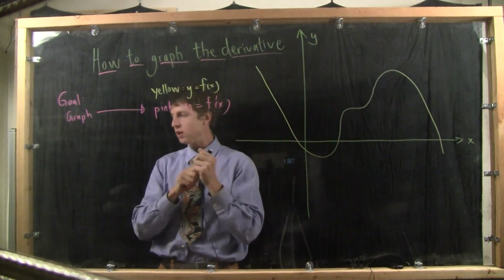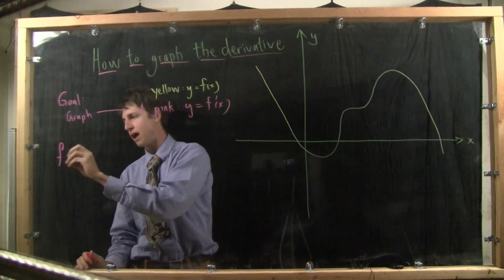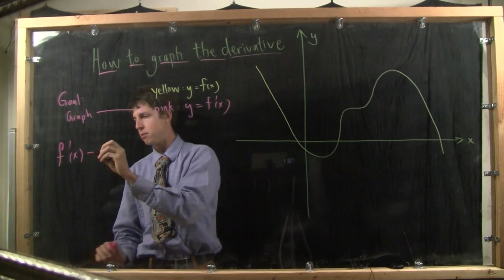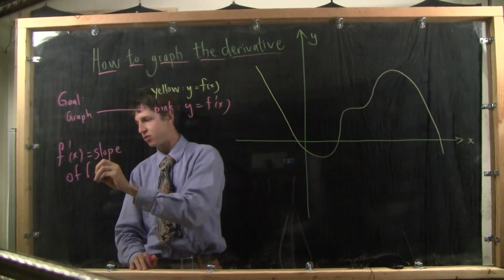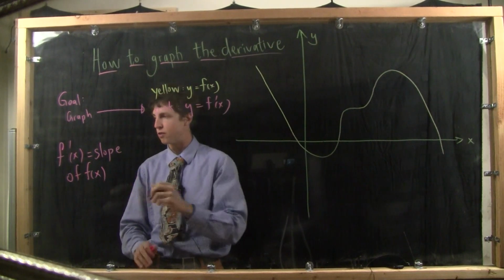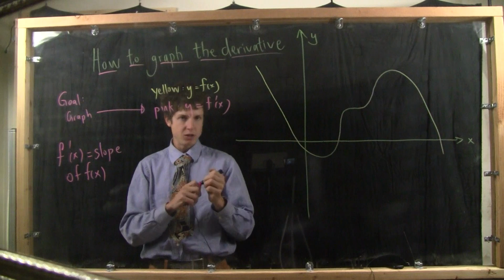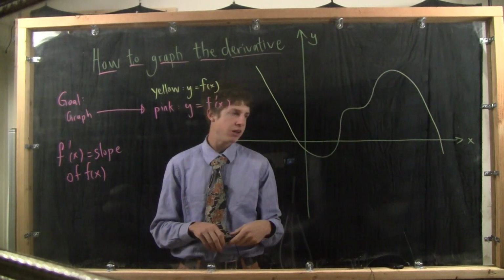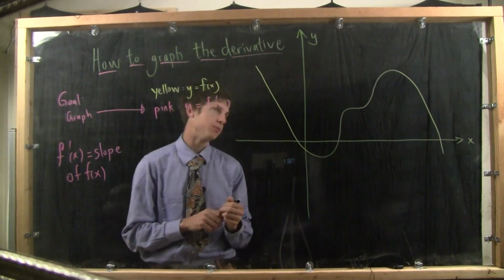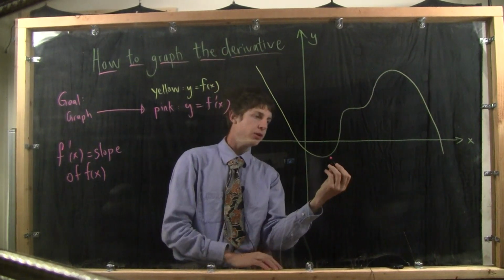Okay, so where to start? Well, how are you supposed to think of the derivative? So f prime of x, remember, this is the slope of f of x. This is our interpretation for f prime. So a good place to start is, where is the slope of this graph, of this function, equal to 0? Well, there's a couple easy places.